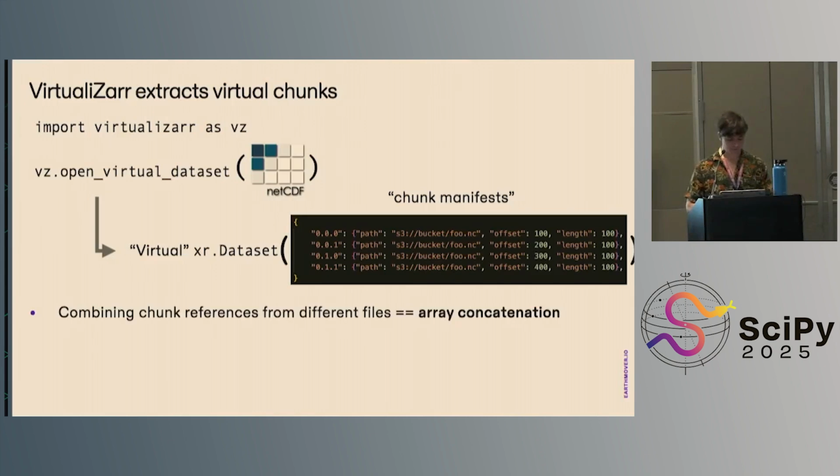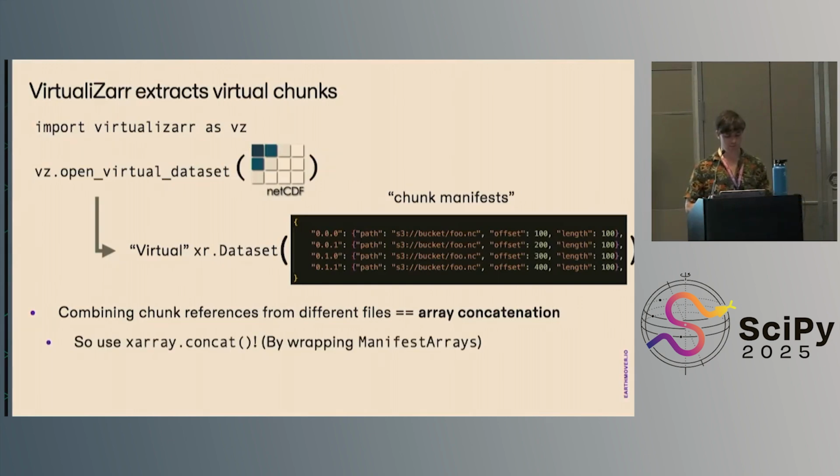It also extracts all the other metadata as well. I just haven't written this out here. And then the problem is we've got to do this not just for one file, but for all 500,000 files. And then we need to combine them all together into a logical data cube. But combining chunk references from different files is effectively an array concatenation problem in chunk space. And so we can use that.